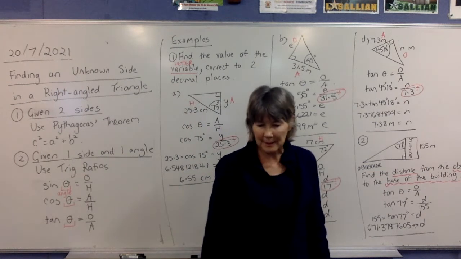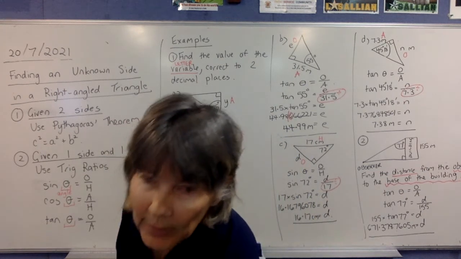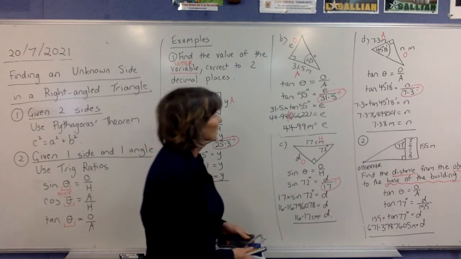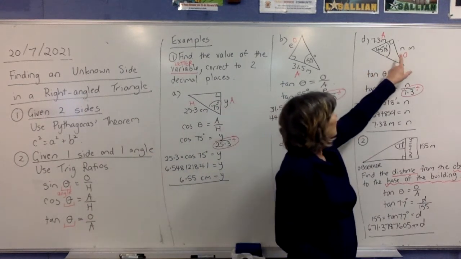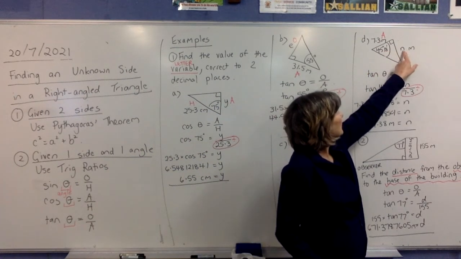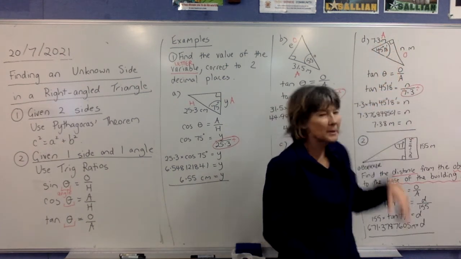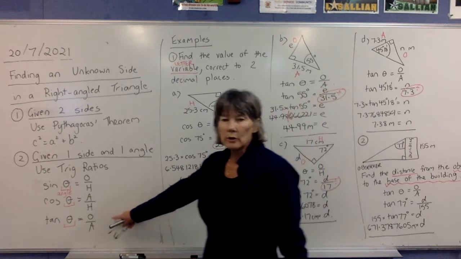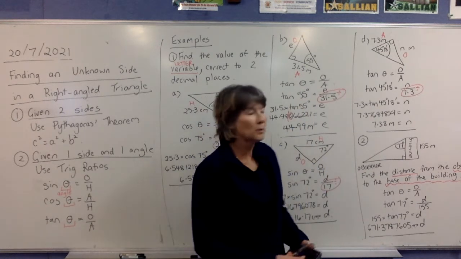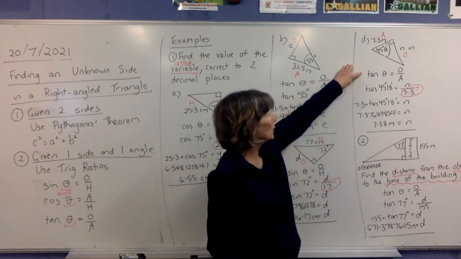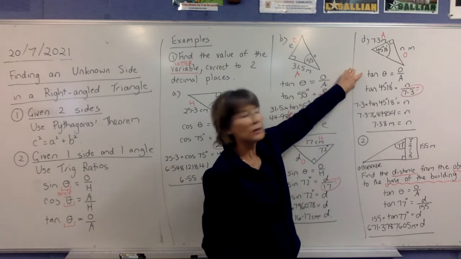Now this one looks a bit different because of our angle. When we get to that part, I'll show you what to do with the calculator. So same thing, label your sides. This is opposite the angle, this is your adjacent side. So opposite and adjacent, we are using tan. So we write the formula down, tan theta equals O over A, substitute in.